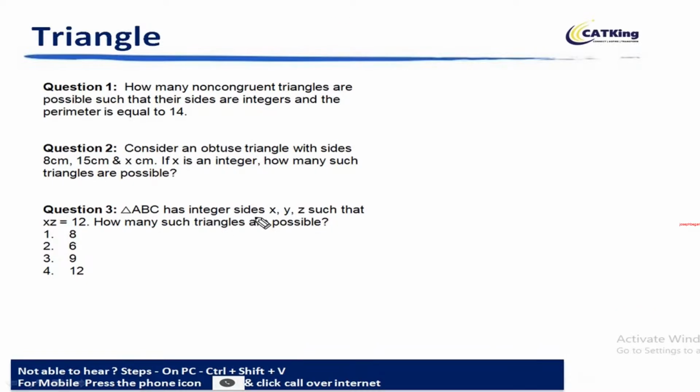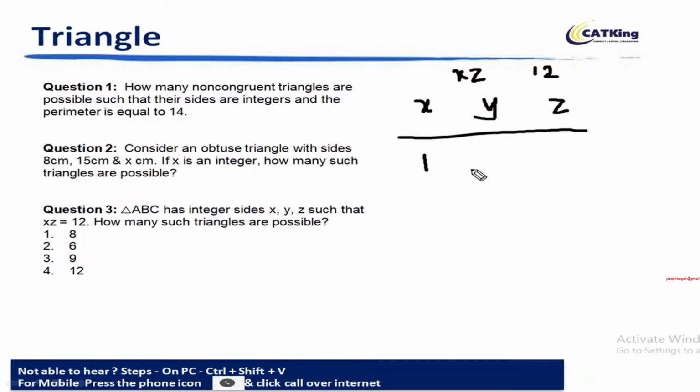ABC has integer sides x, y, and z such that x into z is equal to 12. How many such triangles are possible? You know the value of x into z, which is 12. Here x, y, and z. What could be the possible values? 1 and 12.